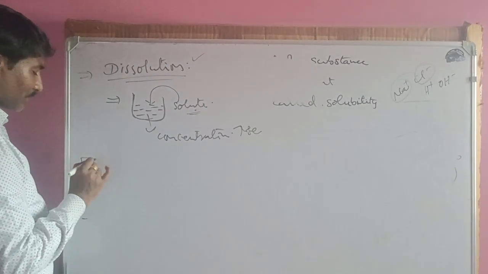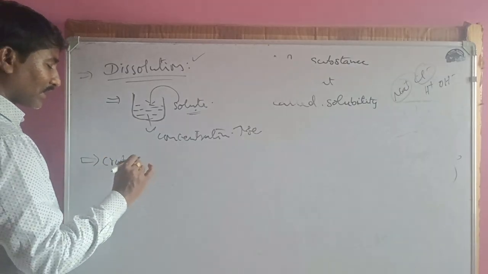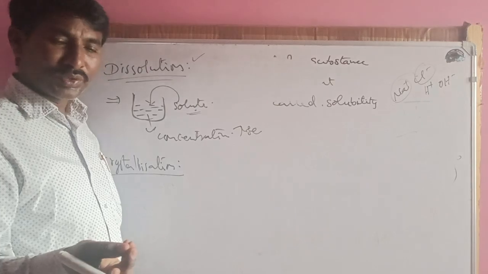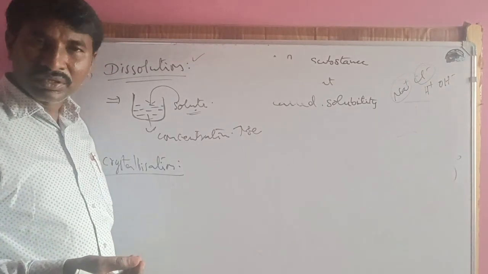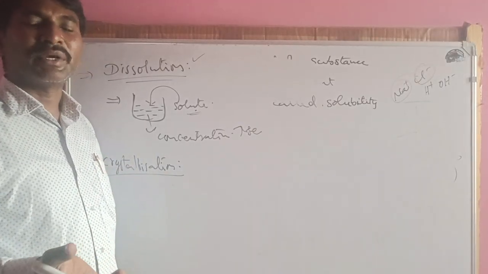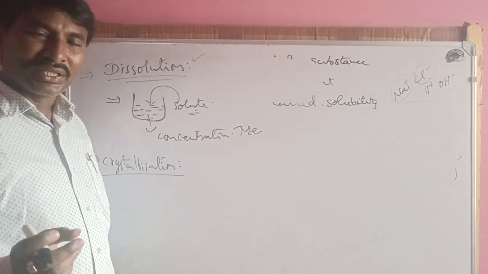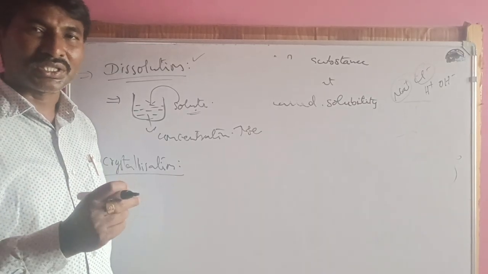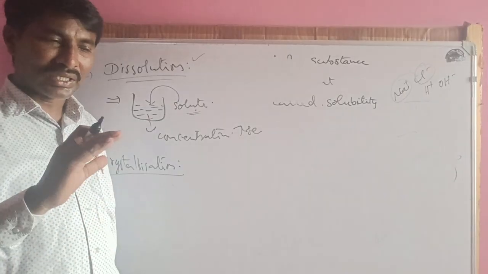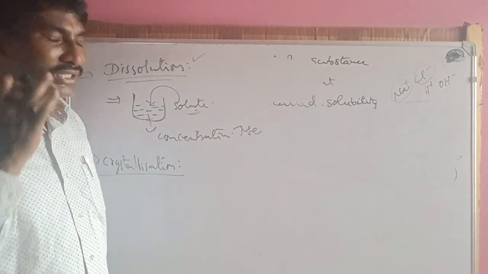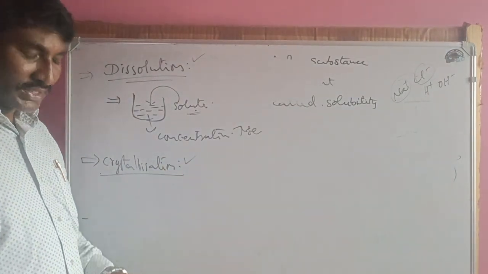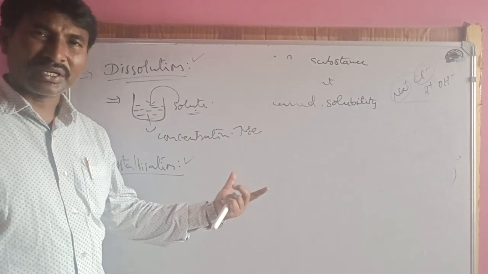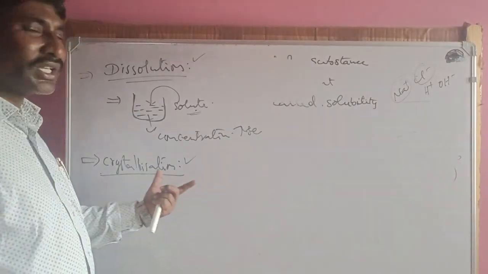And another one is crystallization. Crystallization means, suppose there is sugar water. After some time we heat it, the water molecules evaporate, and the remaining sugar we observe. Generally in a solution, solid particles come in contact with each other and are converted into solid state, so crystals are formed. In a solution, solid particles collide with each other to form a precipitate. This process is known as crystallization.